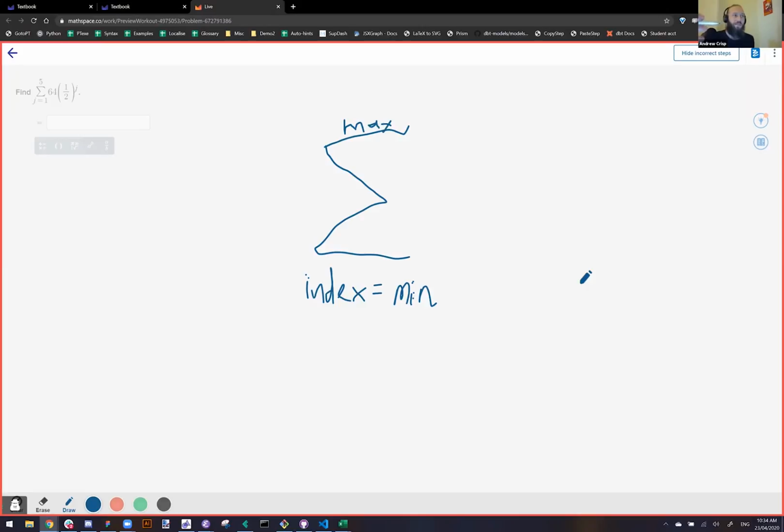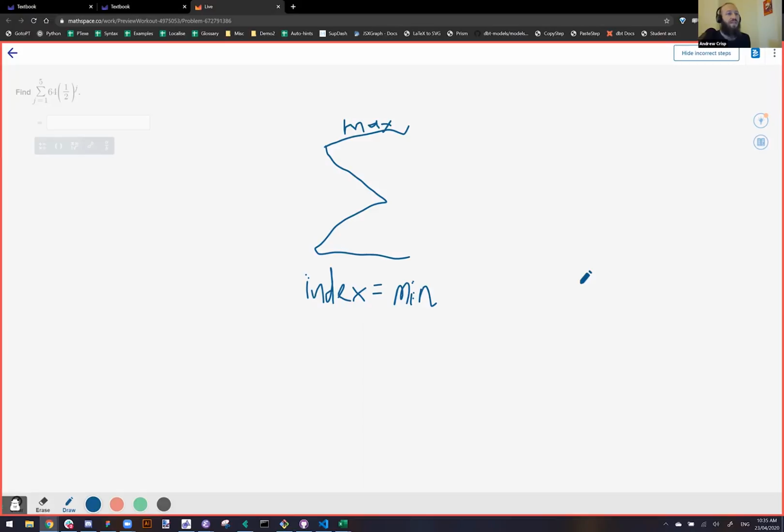So what does this mean? What we're going to do is figure out what the index is, and we're going to replace that index with the minimum value, then the minimum value plus 1, then the minimum value plus 2, and so on all the way until you get to the maximum. So that's the general form of sigma notation.